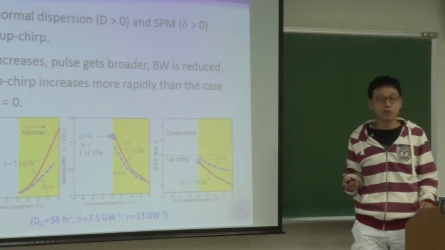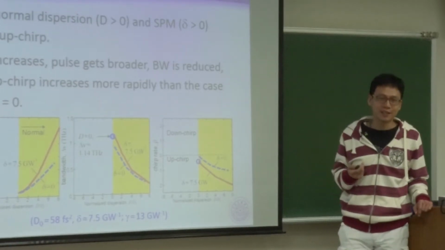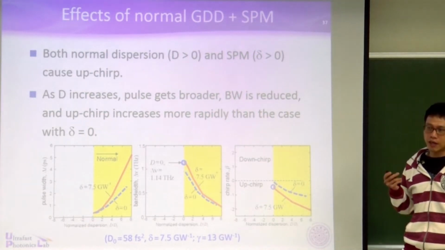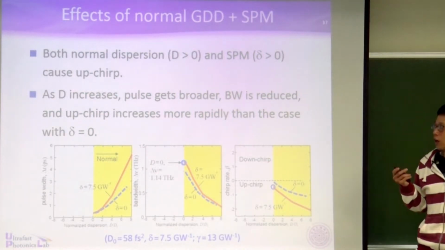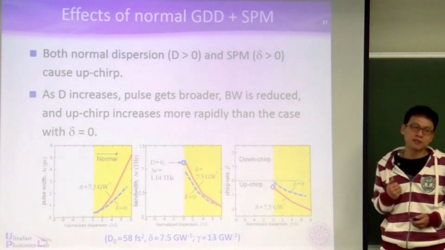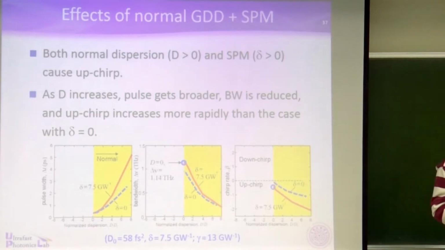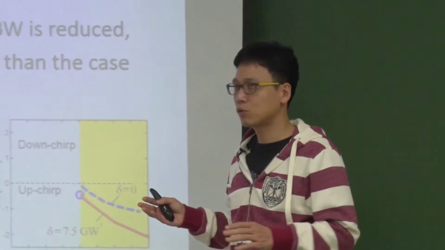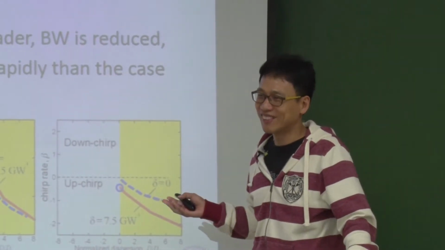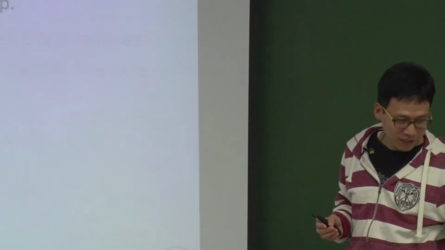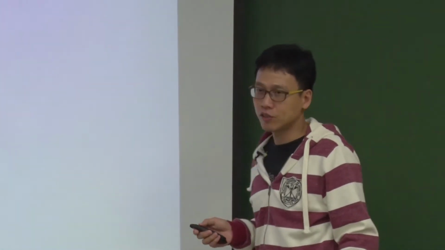But this is consistent with our intuition, right? As I mentioned in the beginning, both normal GVD and SPM cause upchirp. So you got even stronger upchirp if both mechanisms play together. 所以我坦白说，这个结果也不 surprising，也在预期之中，很合理，对不对？But when we change the sign of dispersion, things are very different.